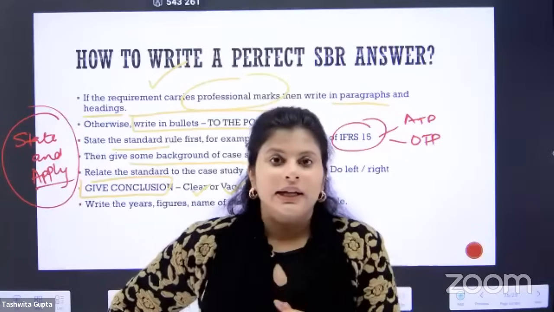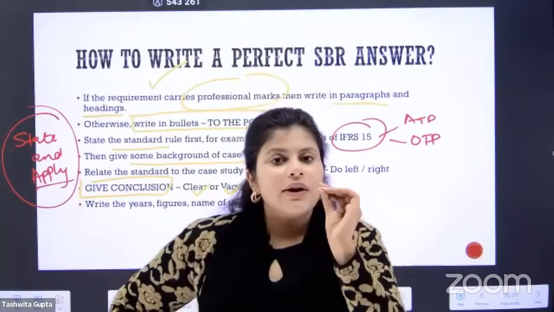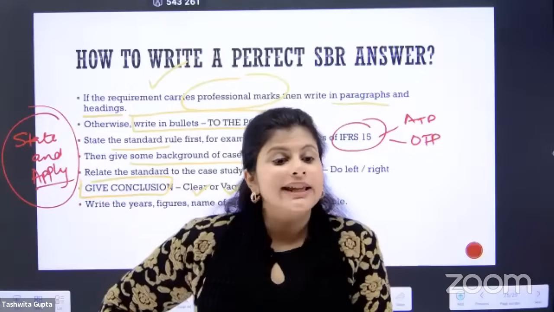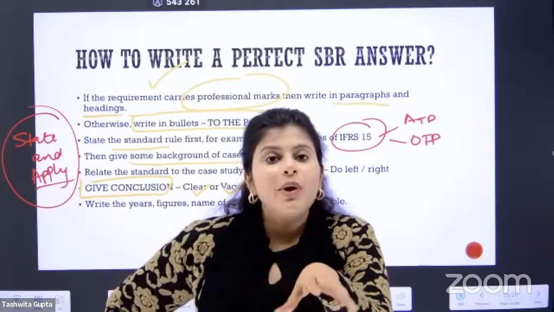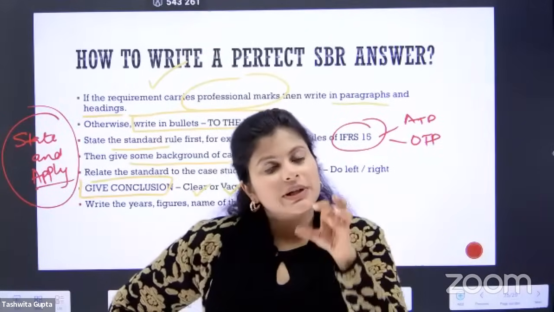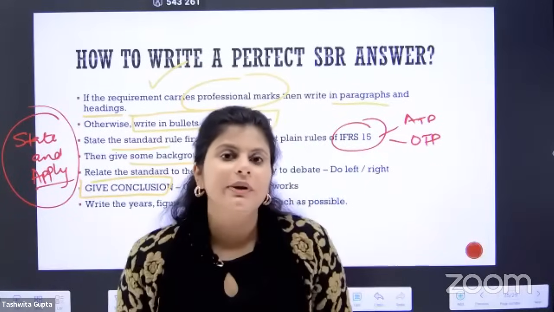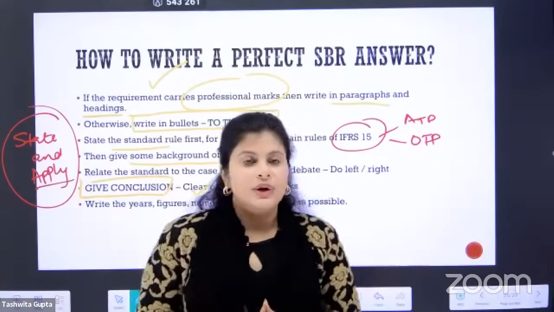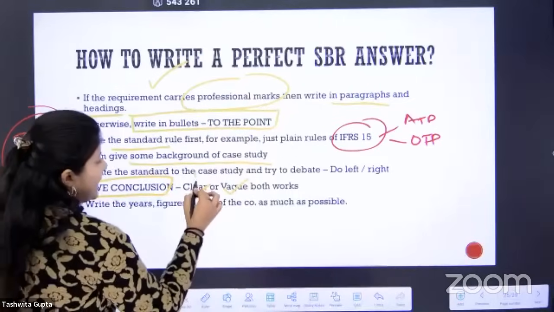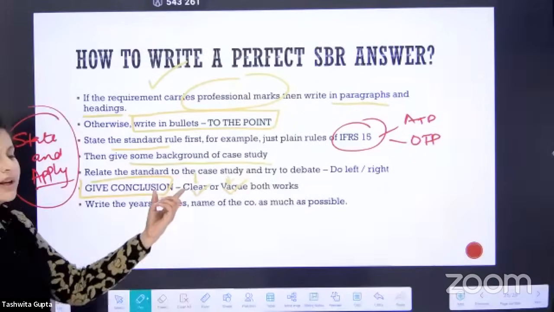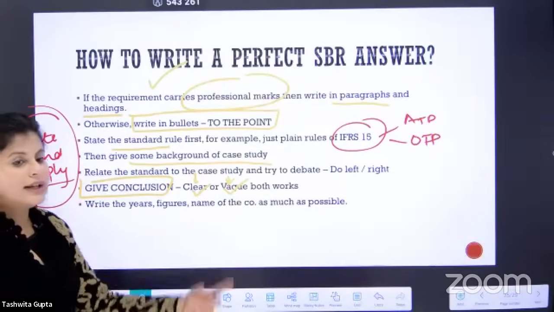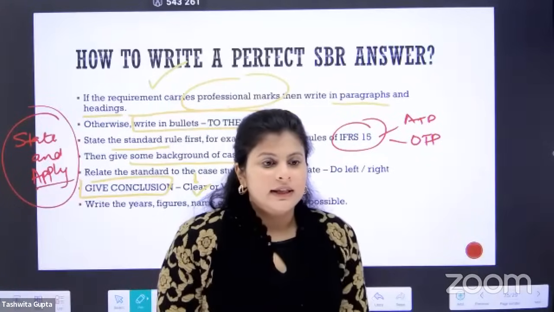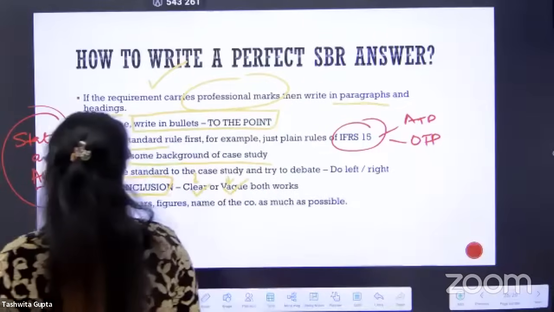I gave a gray. So your conclusions are not supposed to be always clear. They can be vague. They can be diplomatic also. It's accepted. It's a P level paper. So it's accepted if you have diplomatic answers, vague answers. So give a conclusion which can be clear or vague. If you're very sure, give a clear conclusion. If you're not, you can leave it hanging. So that's the conclusion.